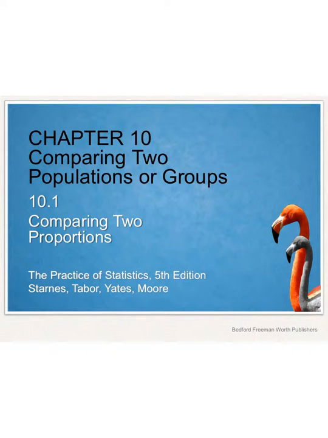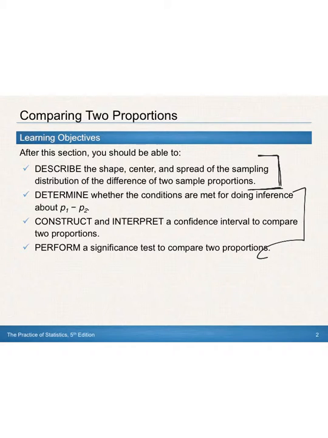This first part of chapter 10 is helping us understand that when we are comparing two proportions, we have to understand the distribution of those differences. We're combining two random variables, so we're going to see how that affects the distribution of that combination.